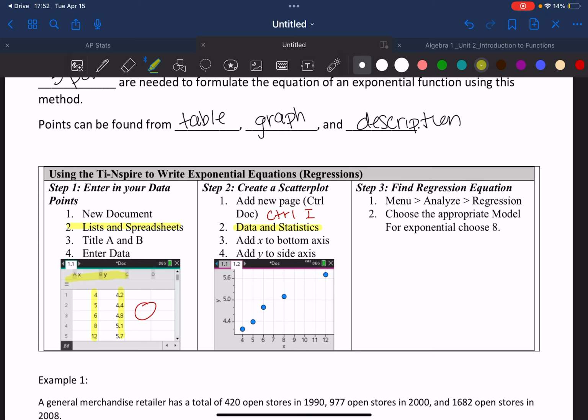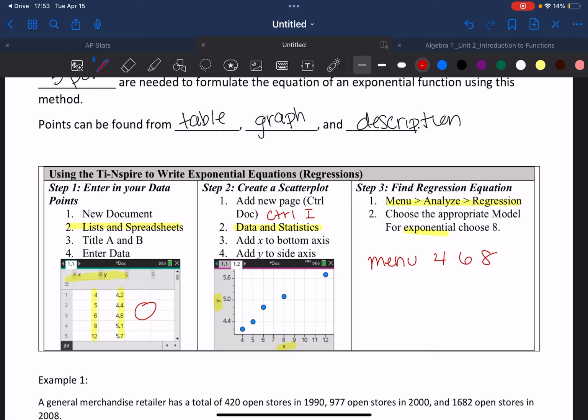And in order to make sure you are doing this correctly, you have to make sure that your X and your Y variables are on the correct axes. So X is on the bottom and Y is to the left. And then lastly, you're going to find the regression equation by going to Menu, Analyze, Regression, and then Exponential. So that's Menu 4, 6, 8. That's all you need to remember. We're always going to use exponential because that's what the notes are about.